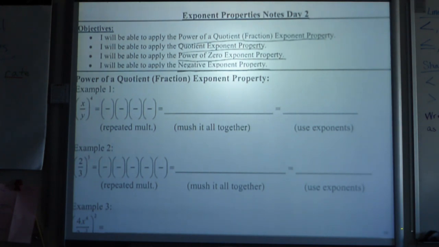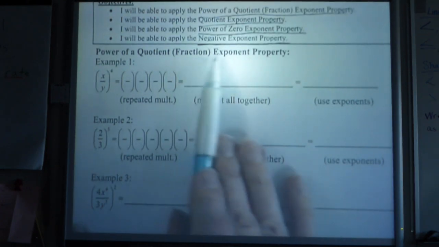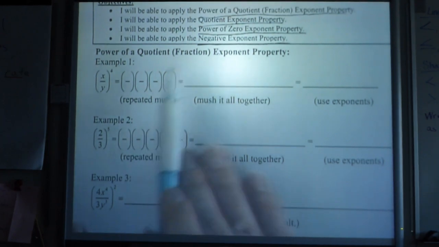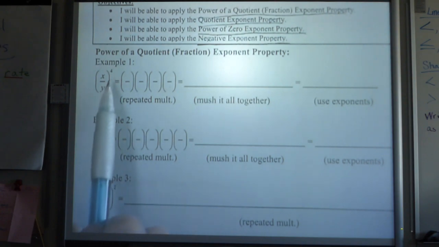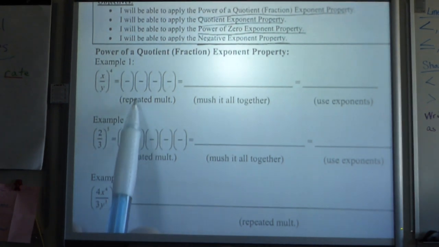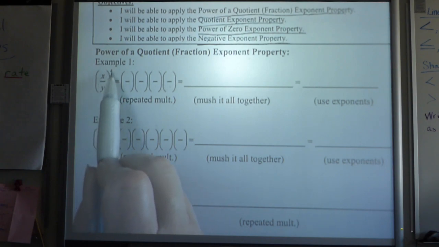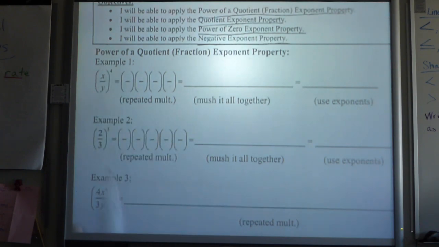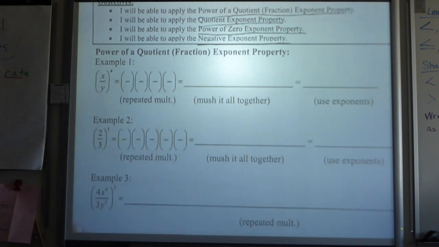The power of a quotient exponent property is just anytime we're looking at a quotient, which can be expressed as a fraction, one thing divided by another, or one number or variable divided by another. Remember, when we have something raised to a power, that's just repeated multiplication. Last week we looked at x times y raised to the 4th power, for instance. This week we're looking at the quotient, x divided by y raised to the 4th power.